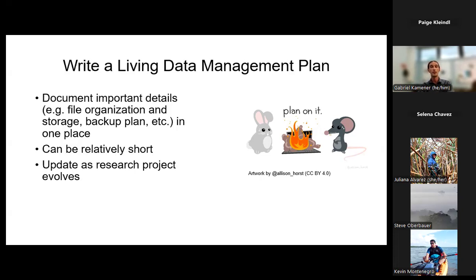You also want to write a living data management plan. That could start off as something as simple as a README file that goes in your project main folder. Basically you want to be documenting important details like the file organization structure, your storage, what your backup plan is, and other details as they become involved with your project, whether it's what grant or permit you have involved. Initially this can all be relatively short, and you'll want to update it as the research project evolves.